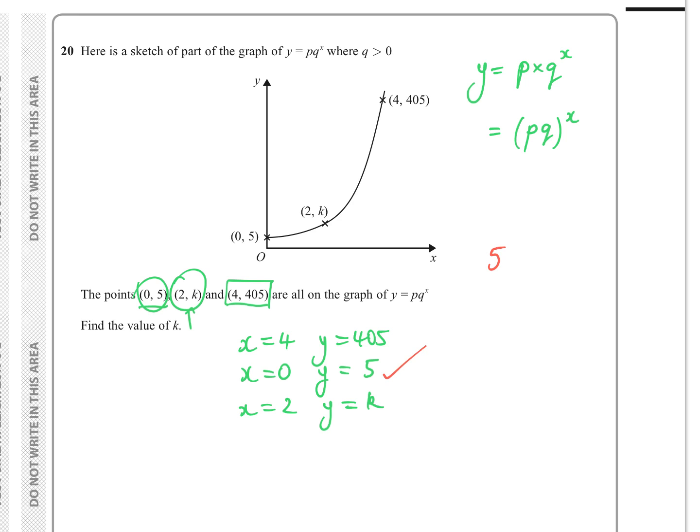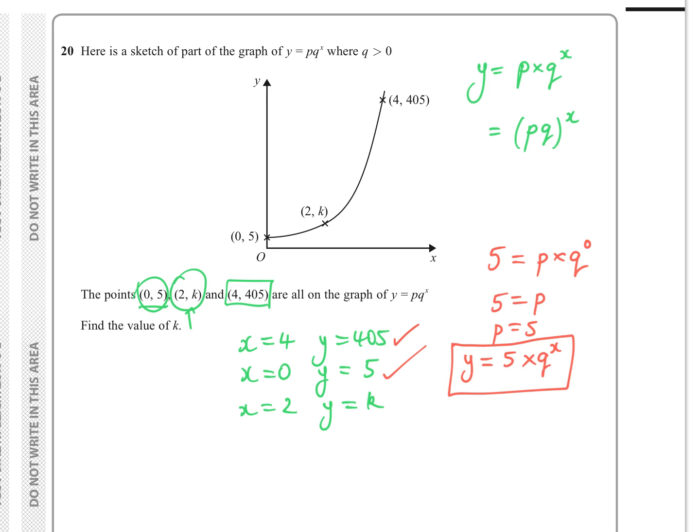So that would give us 5 equals p times q to the 0. Well, q to the 0 is 1, so that will leave us 5 equals p, which is p is 5. So that leaves us with y equals 5 times q to the x. We definitely know that now.